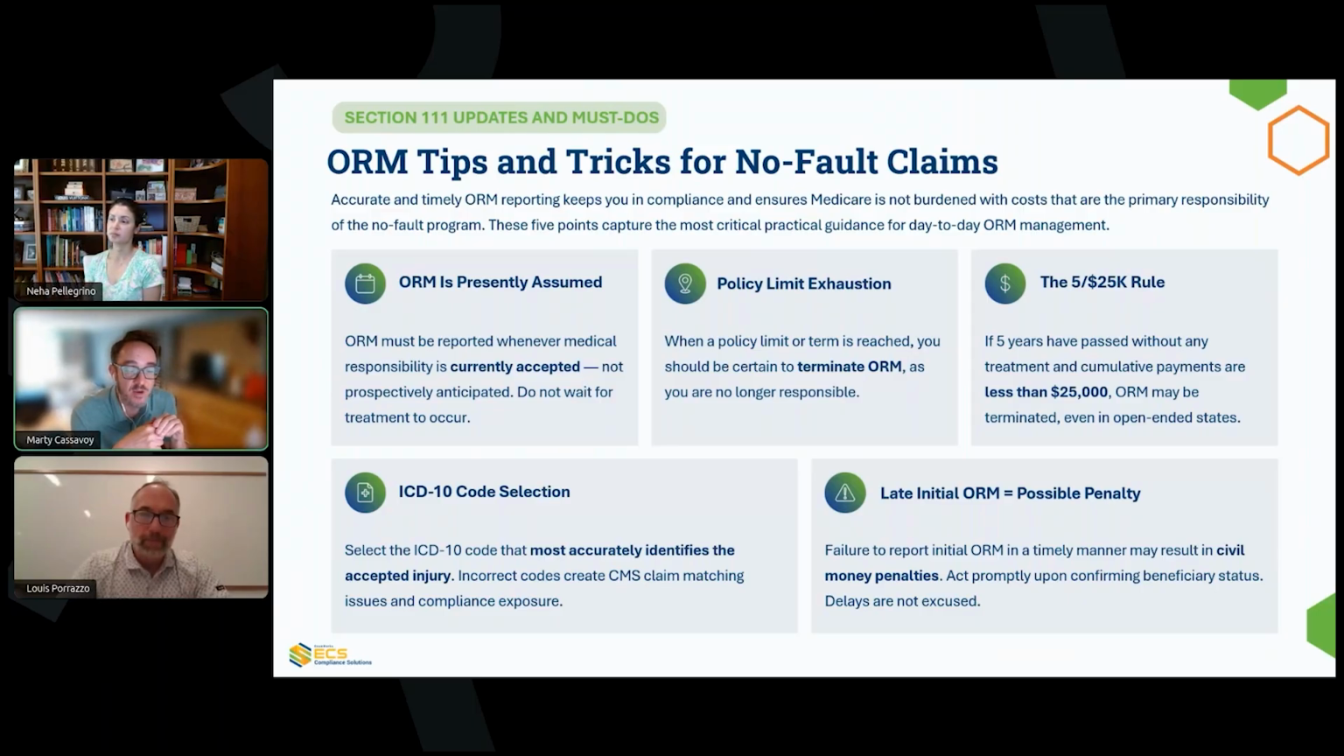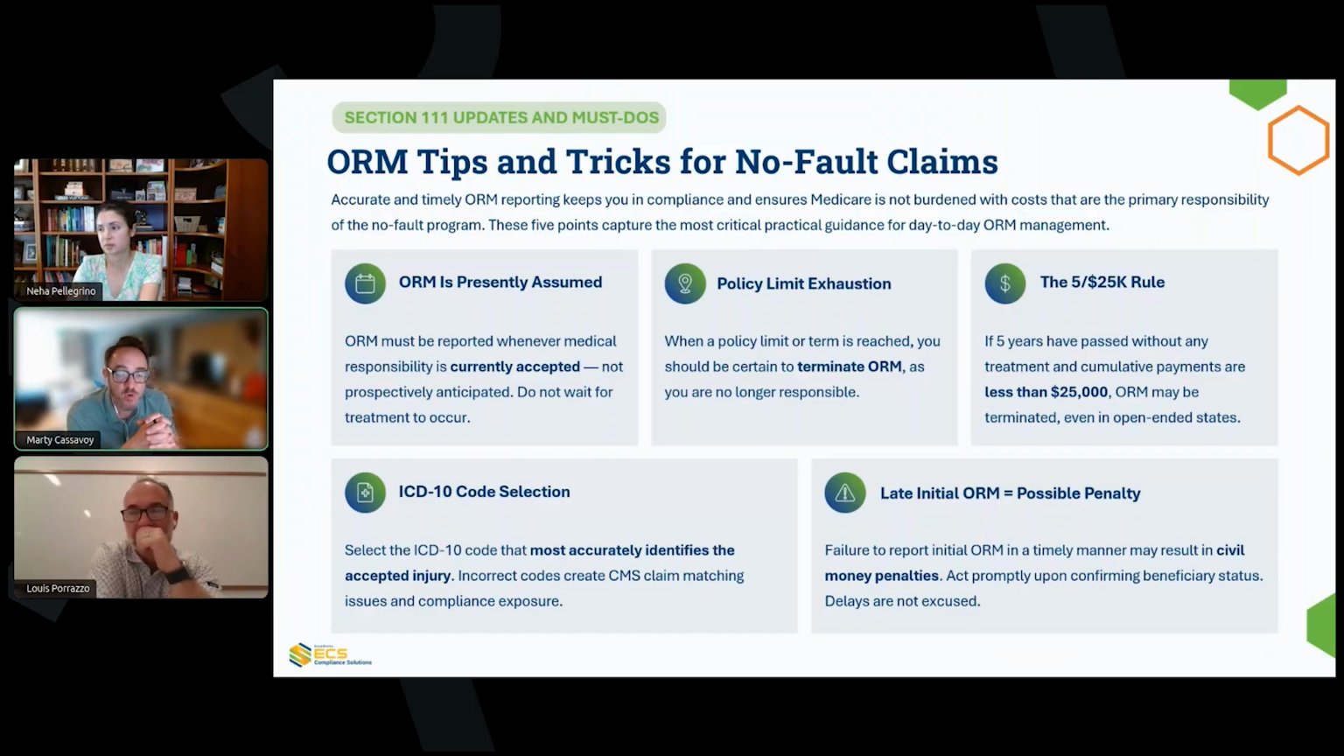ICD-10 codes, very important. These accurately identify the accepted injury. This can also lead to incorrect situations where CMS is saying, hey, you should go to the other insurance company instead of making payment because you've over-reported ICD-10 codes. Our recommendation is always report the one code that most closely approximates the actual injury the person suffered.